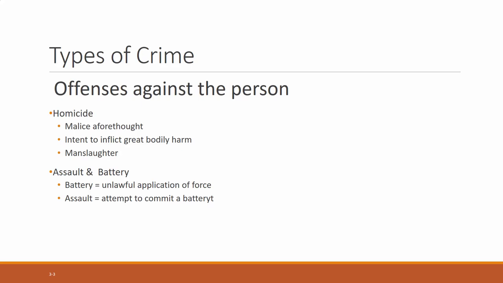All right. So the second type of assault against the person is assault and battery. Battery is the unlawful application of force. I don't have to punch you or beat you to a pulp to be guilty of battery. I could shove you, push you. And if I do that in an unlawful way, I could be charged with battery.